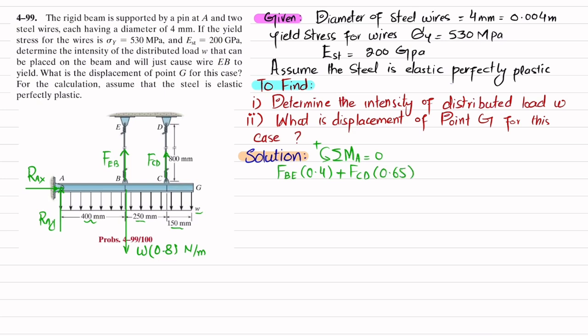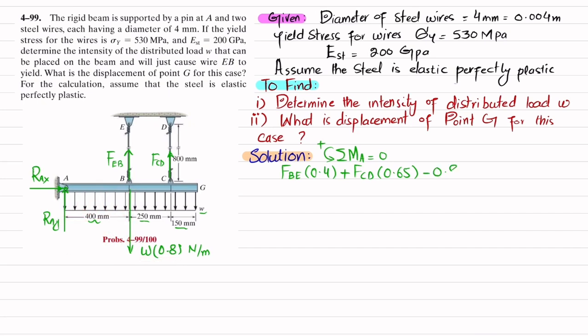And the last moment is produced due to W into 0.8, and the perpendicular distance is 0.4, and this is producing clockwise, so it will be negative. So I will write minus 0.8 times W into 0.4. From here, we will get 0.4 times FBE plus 0.65 times FCD is equal to 0.32 W. This is your equation number 1.